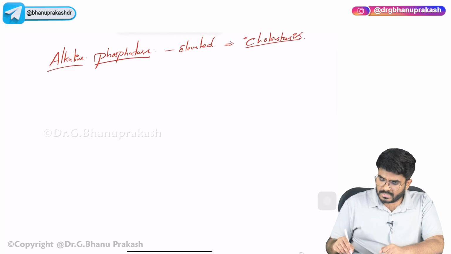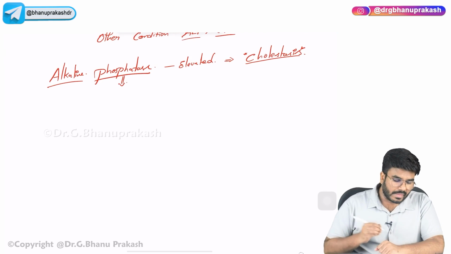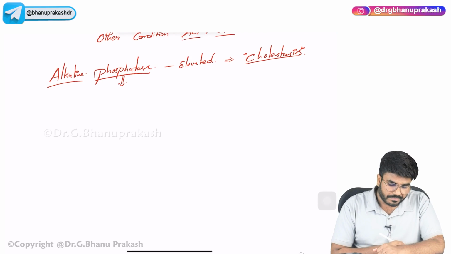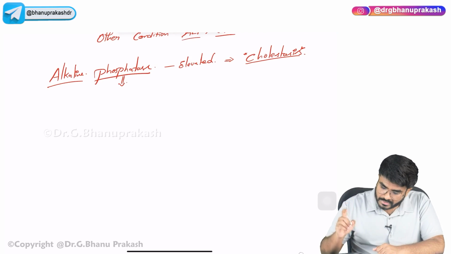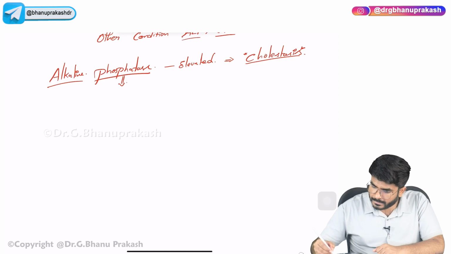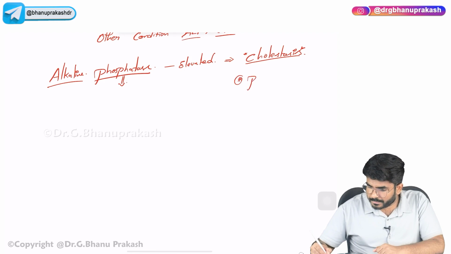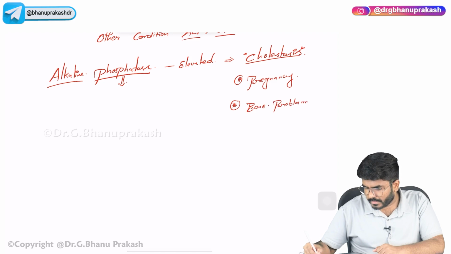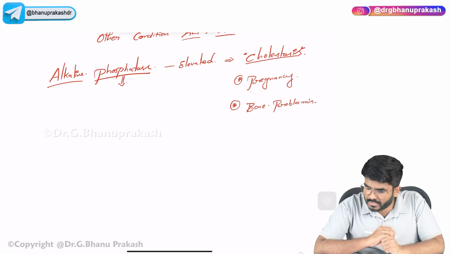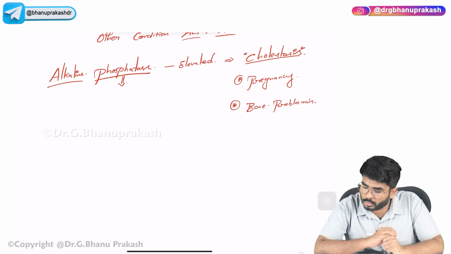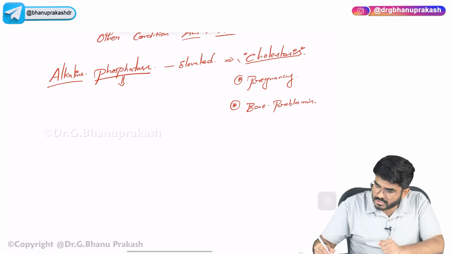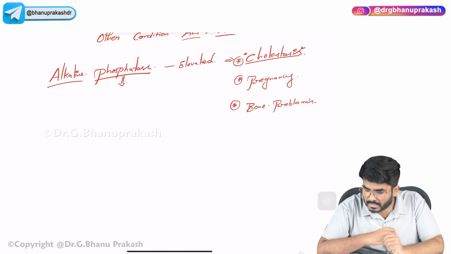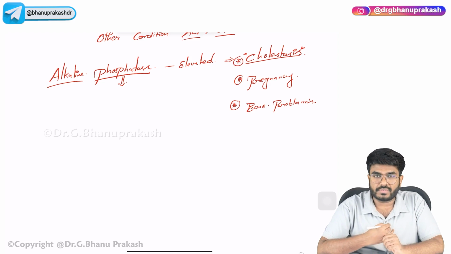But the important point is, alkaline phosphatase levels are also elevated in other conditions, such as pregnancy and bone related pathologies. Now you are understanding. The alkaline phosphatase is not something specific only to cholestasis. Even in the conditions of pregnancy and bone problems, the alkaline phosphatase levels are going to be elevated.